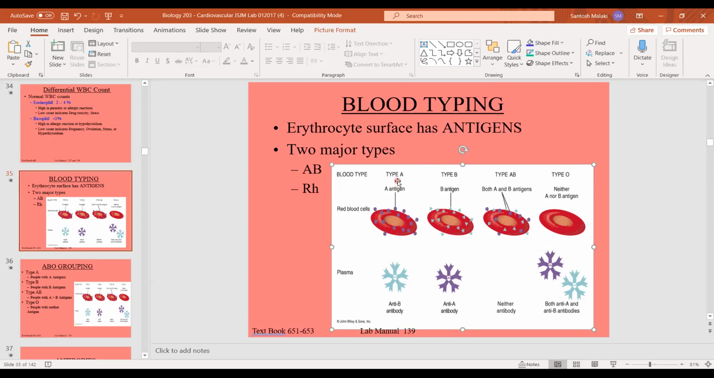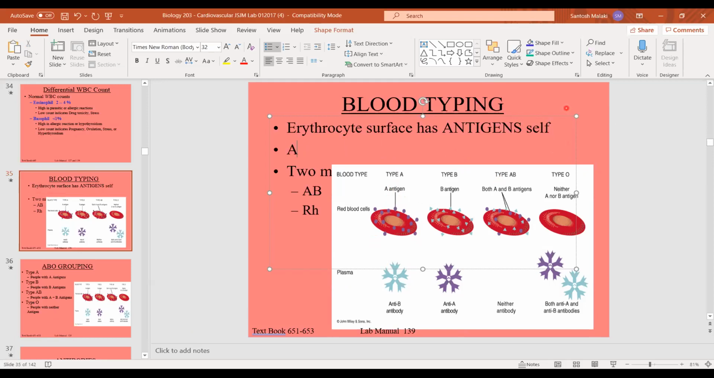So if you look at this picture, and if you belong to blood group A, and you have A antigen, it is referred to as the self antigen. Self, meaning it's you, it belongs to you. So it's referred to as self antigens. And antibodies are proteins against non-self.